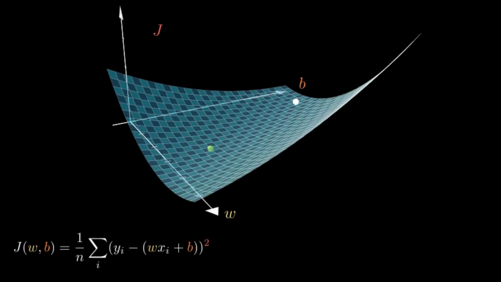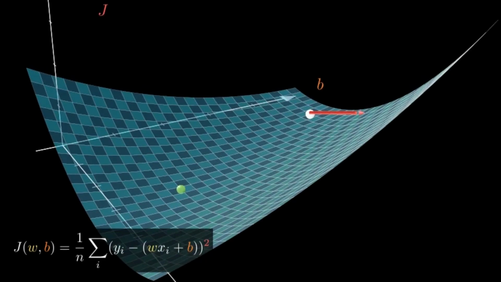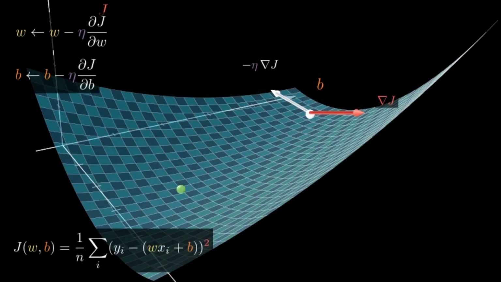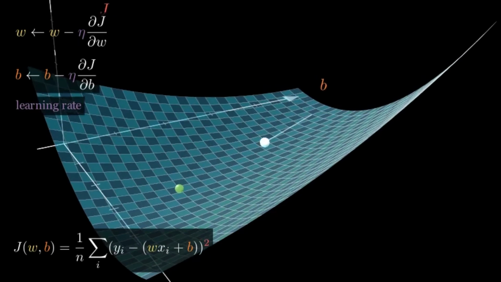How do you find the bottom of a valley when you are standing on its slope in the fog? You feel which way is downhill, and you take a step. In math, which way is uphill is exactly what the gradient tells us: the vector of partial derivatives of J with respect to w and b. So we do the opposite. Repeatedly update w and b by subtracting the gradient, scaled by a small number eta, the learning rate. Eta controls the step size.